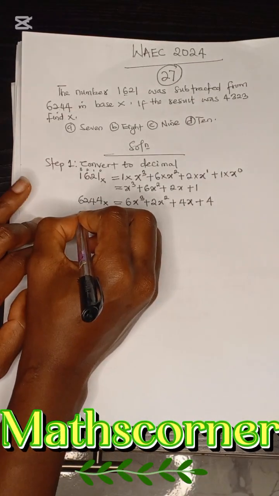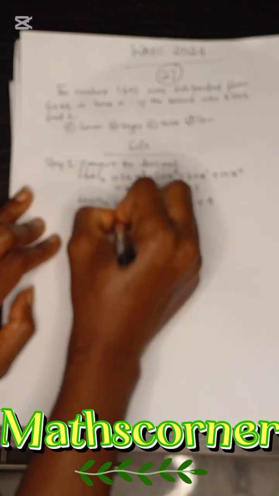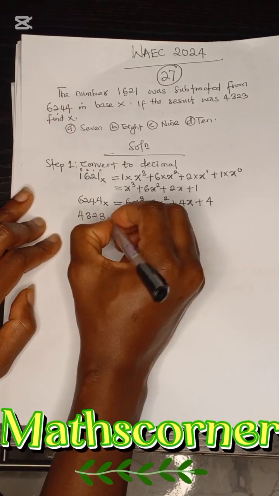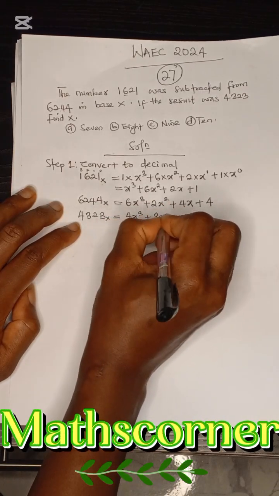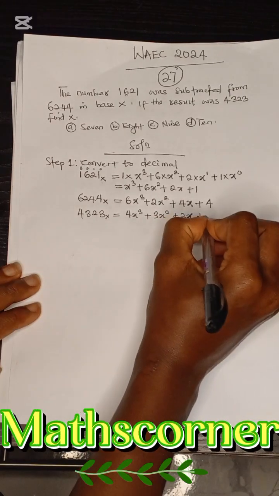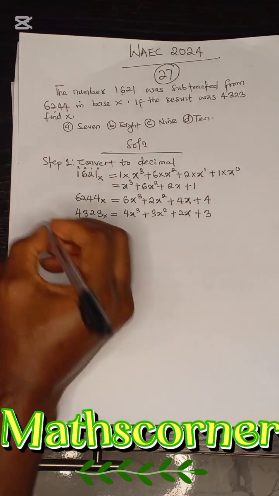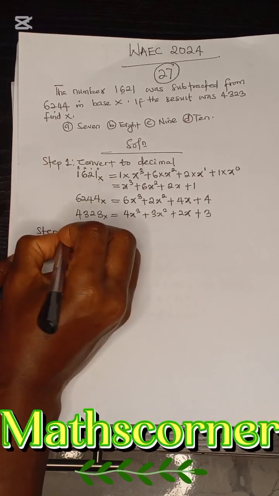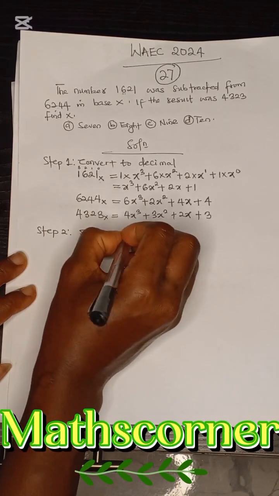So the next number we're having here is 4323. So this is equivalent to, remember, it's in base x, 4x cubed plus 3x squared plus 2x plus 3. So from here, we'll go on to the next step. So step 2, what are we to do in step 2? We are to set up the equation.